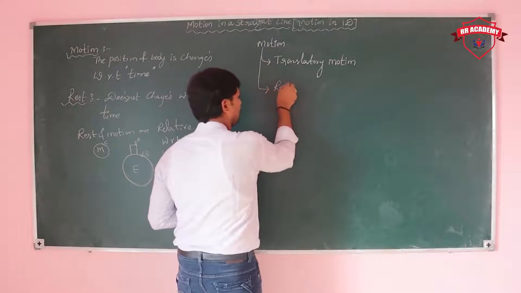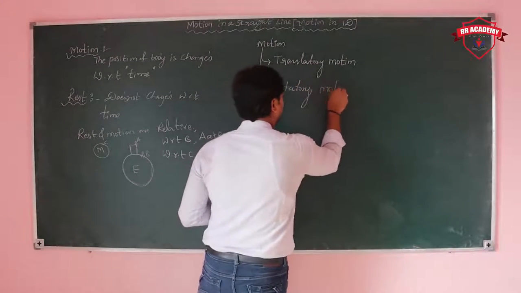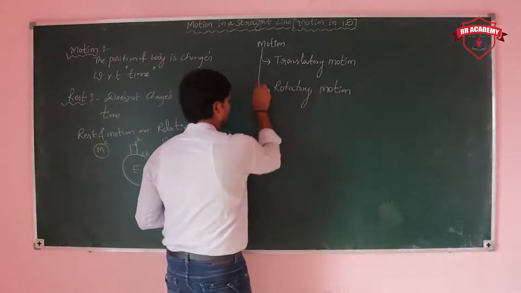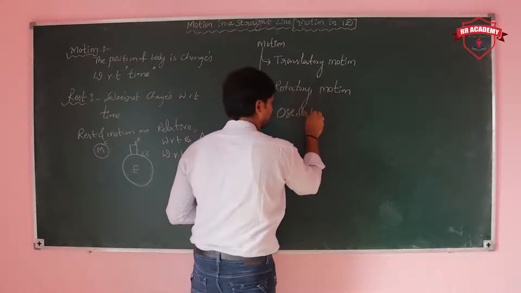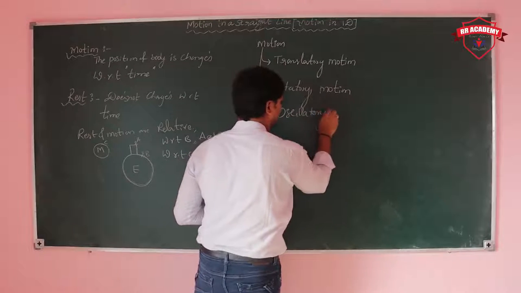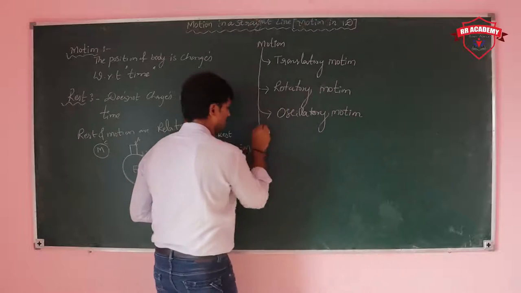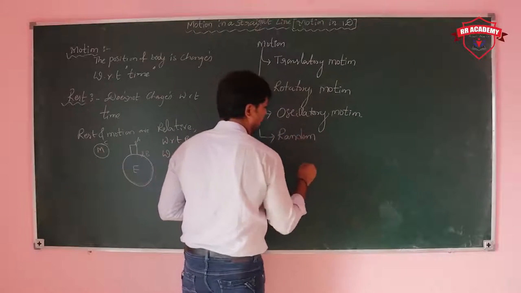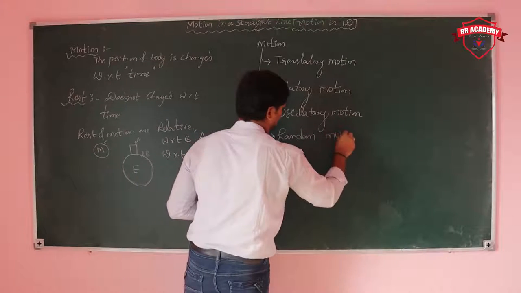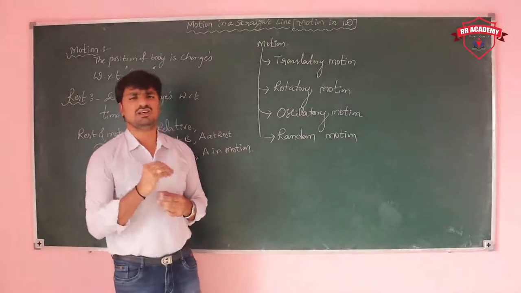Next, rotatory motion. And third, oscillatory motion. Translatory motion, rotational motion, and oscillatory motion, and also random motion. Let's see them one by one.